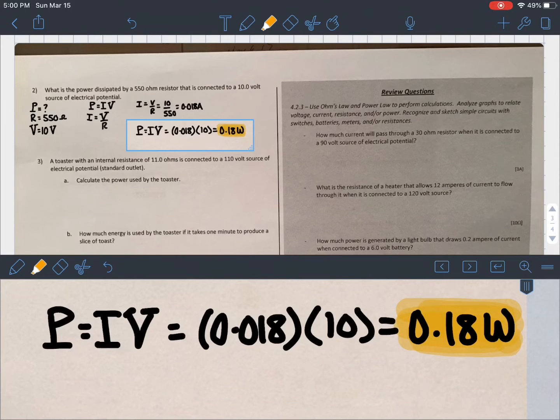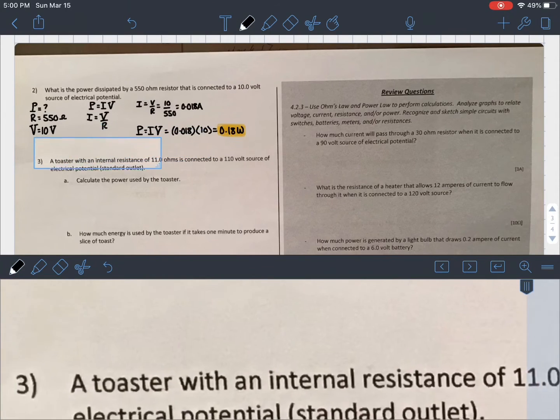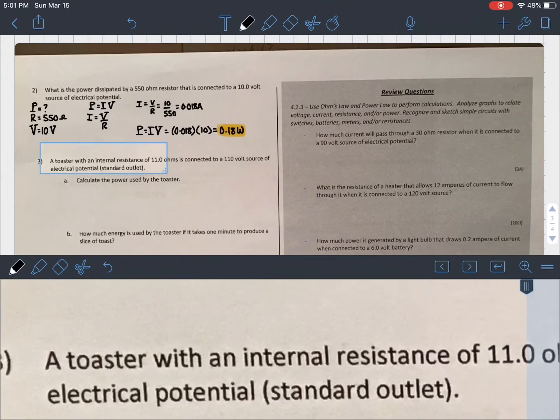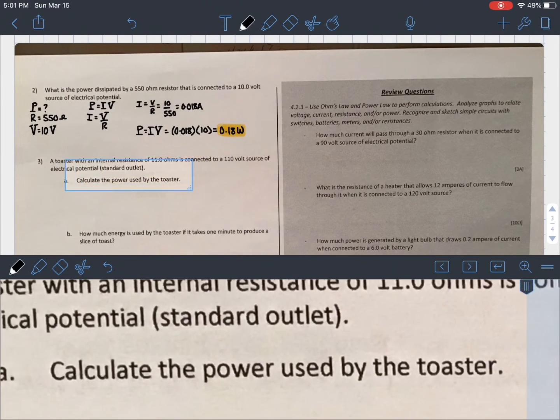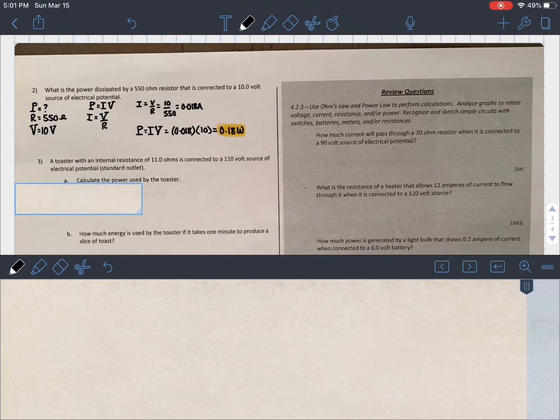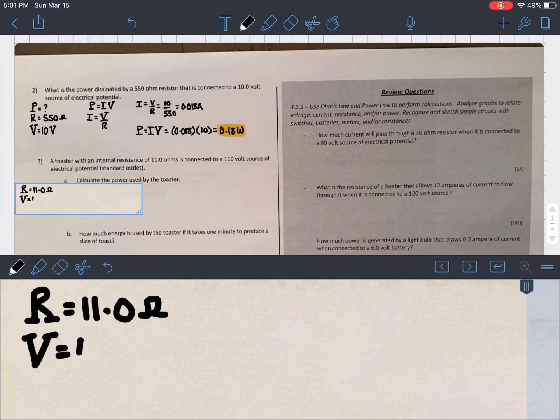Number 3 is going to ask several questions about a toaster. A toaster with an internal resistance of 11 ohms is connected to a 110 volt source of electrical potential, a standard outlet. A. Calculate the power used by the toaster. All right, we're going to start collecting some variables that we have. So we have resistance and voltage given. And first off, we're solving for power.